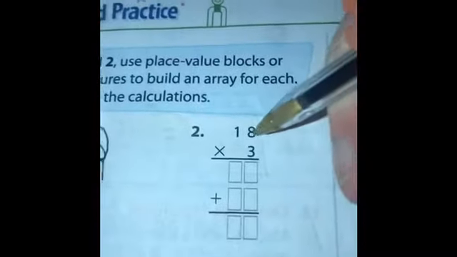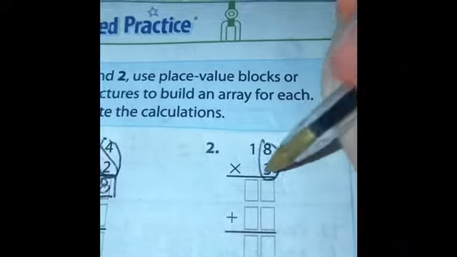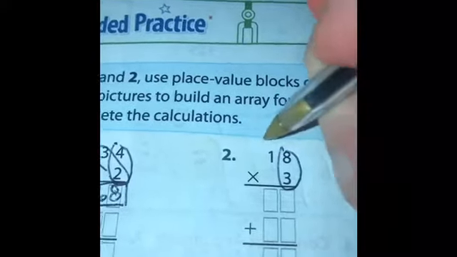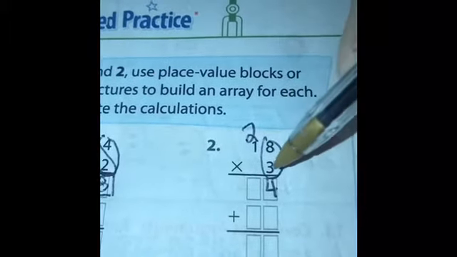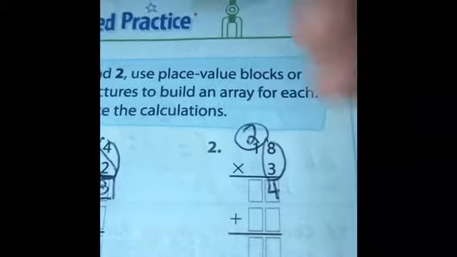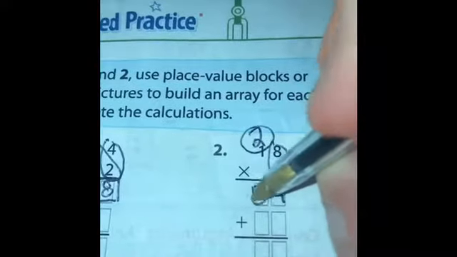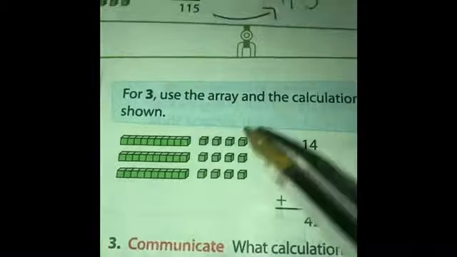Number 2, 8 times 3 is 24. We cannot put 24 on the bottom. We need to carry the 2 over. 24. 3 times 1 is 3, but the neighbor gave. So 3, 4, 5. My answer is 54.